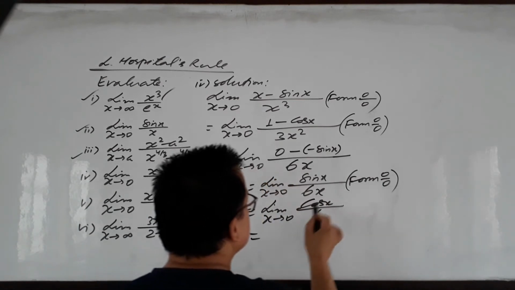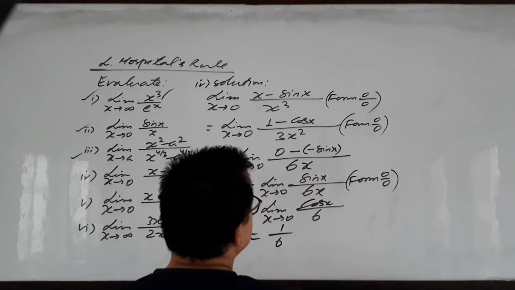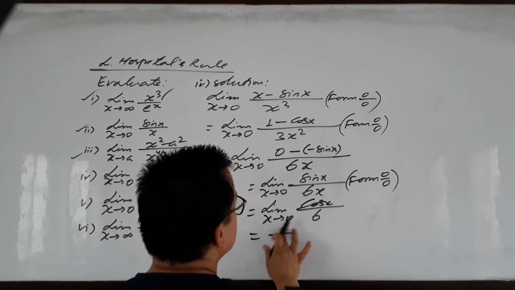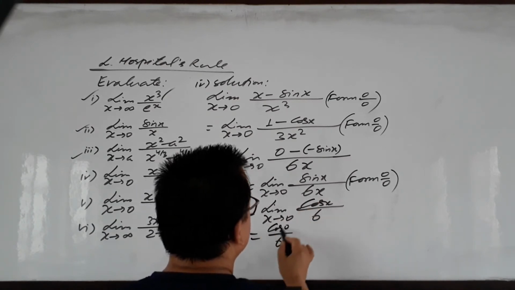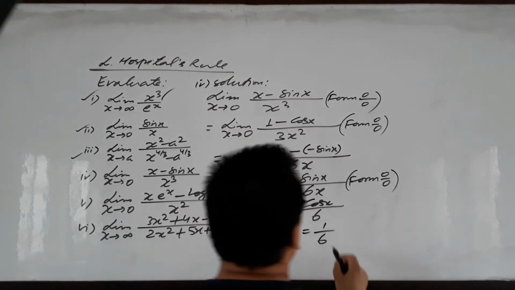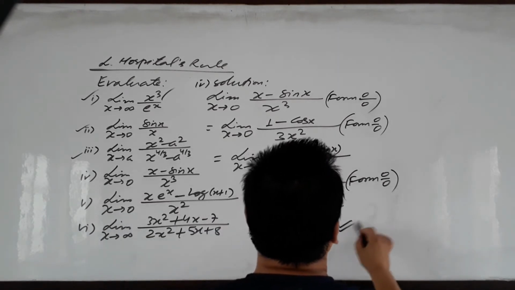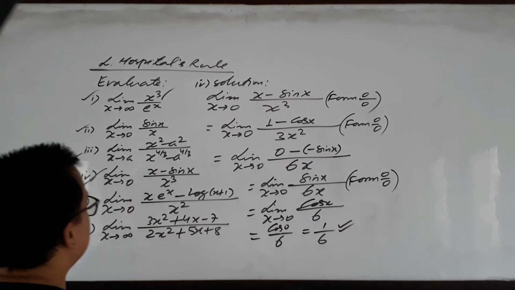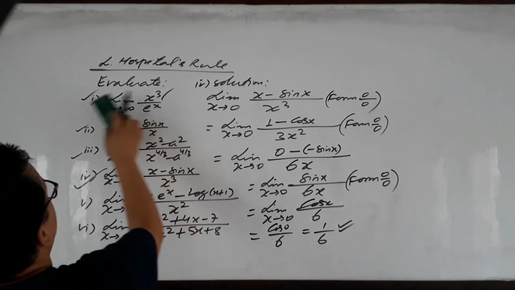So finally we can say cos 0 is 1 upon 6. Right? Cos 0 is 1. So if you are getting confused, cos 0 by 6 means 1 by 6. This one is the limit of the function, 1 by 6. So this is also done. Let's see the 5th question.